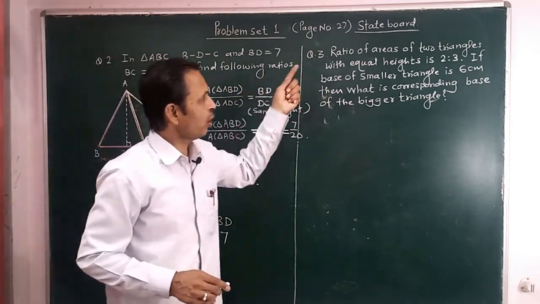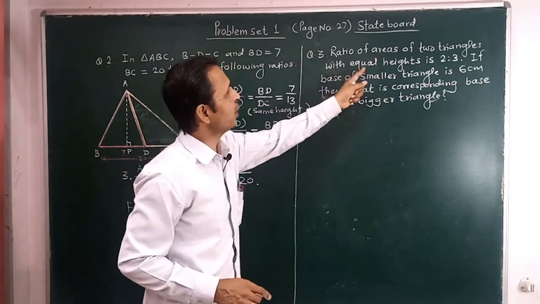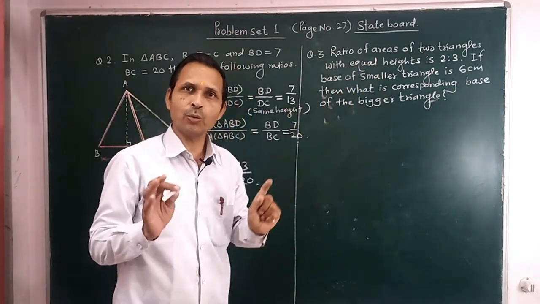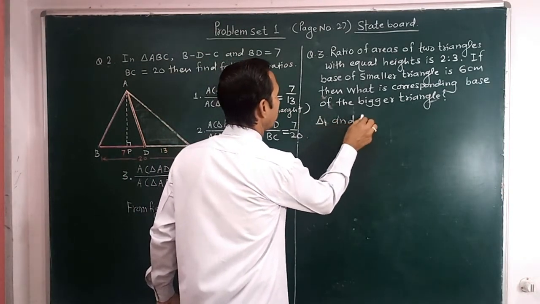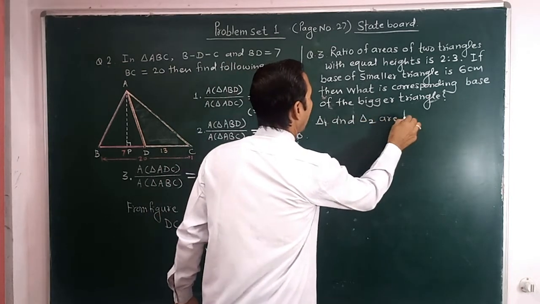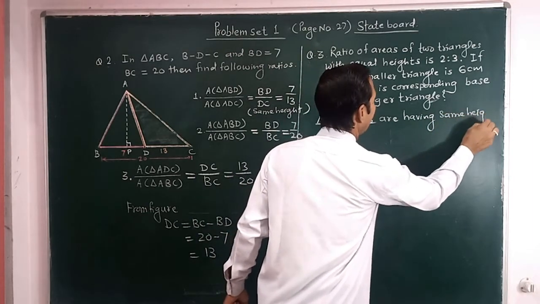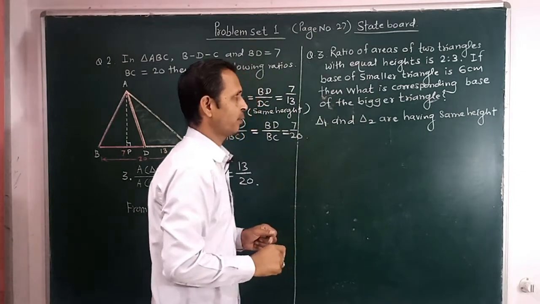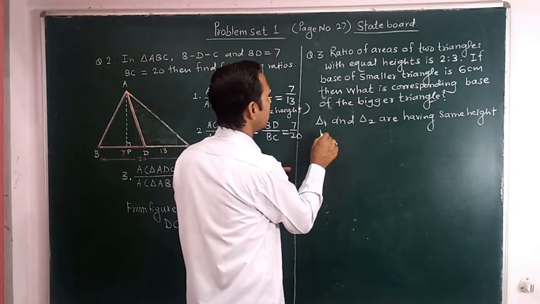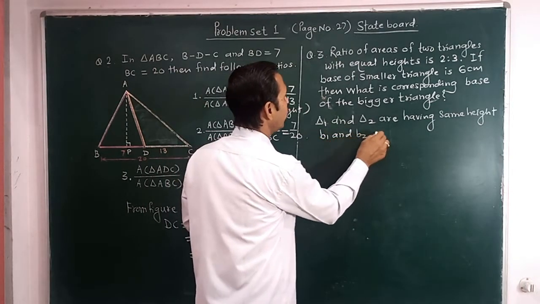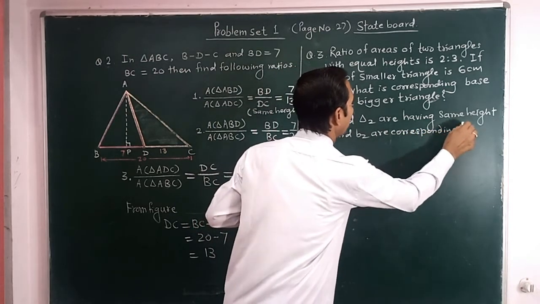Now let us try to solve this example. Ratio of areas of two triangles with equal heights. Here again we are given two triangles having equal height, means triangle 1 and triangle 2 have the same height. Let B1 and B2 be the corresponding bases of these triangles.